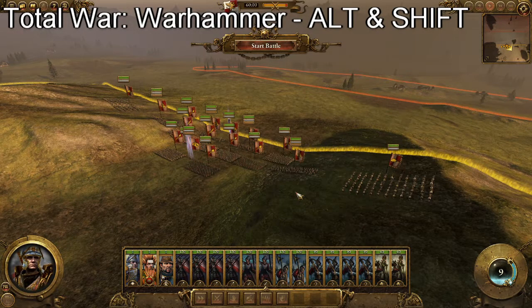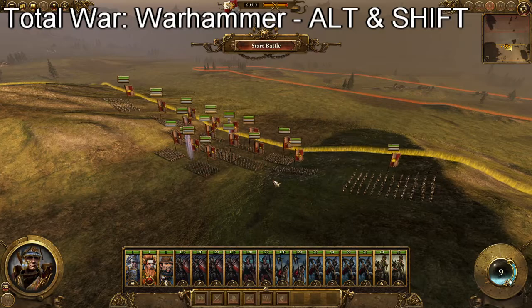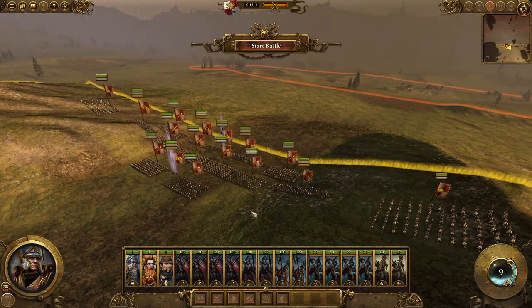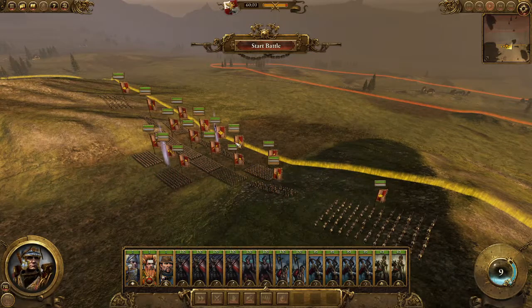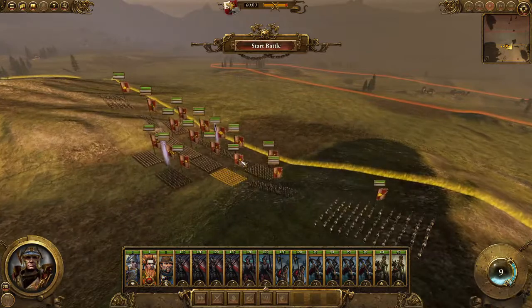Hello and welcome to this instructional video for Total War Warhammer 1 and 2, demonstrating the use of the Alt and Shift keys for unit management in battles. The Alt key is probably the best tool you have at your disposal for moving your army in formation and maintaining its formation as it moves.